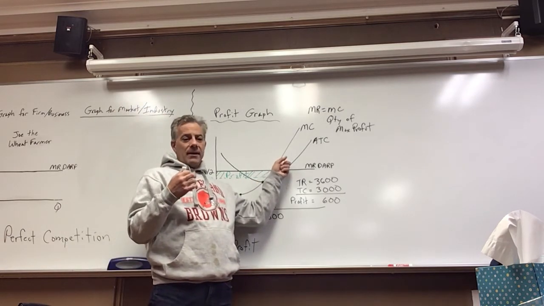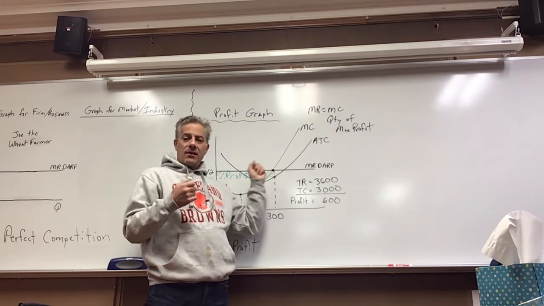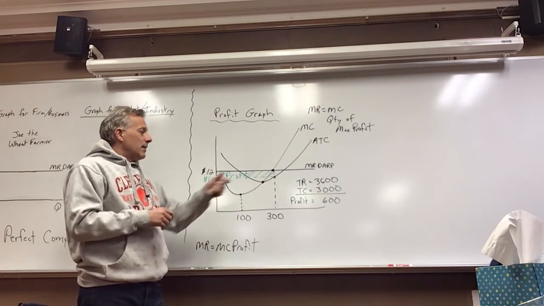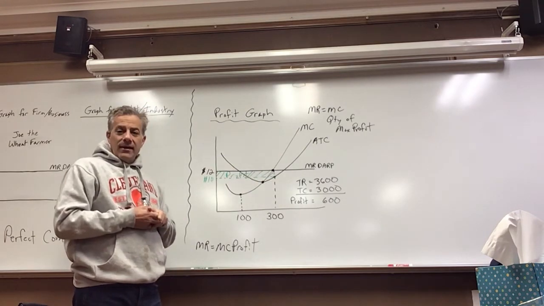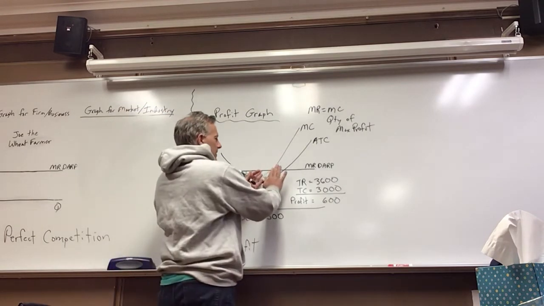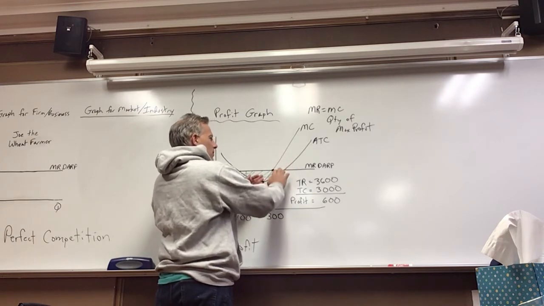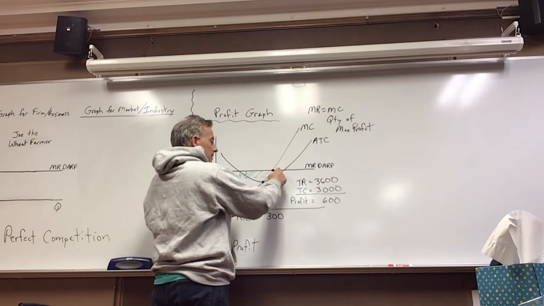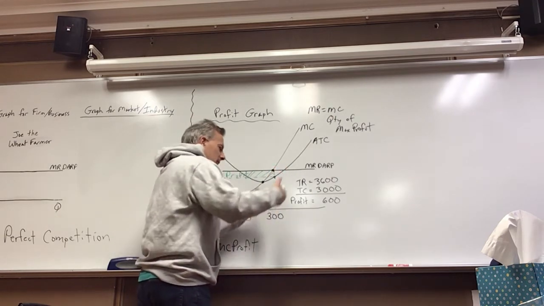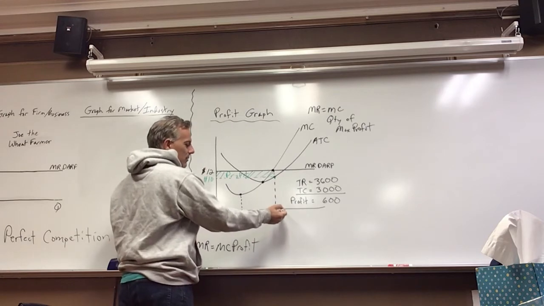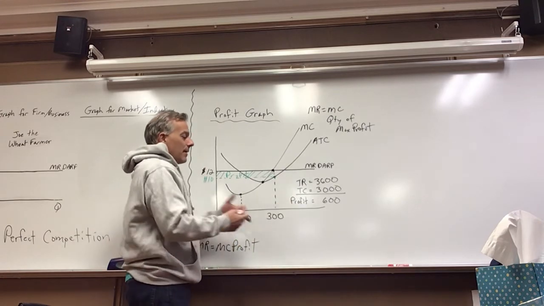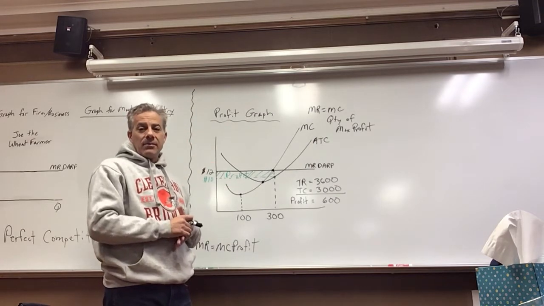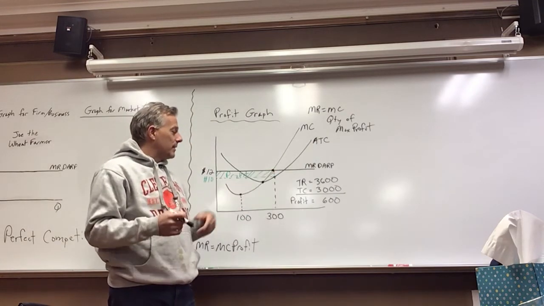Reiterating, and for those of you who maybe had golf or tennis or cross country and missed the lesson, this is where MR equals MC, the quantity of maximum profit. The easiest way to think about it is after that quantity right here, the marginal cost, the additional cost of each sale, is greater than the additional revenue. So each additional sale, at 301, 302, 303, I'm losing money on each additional sale. That's decreasing my profits, so I stop at that point.